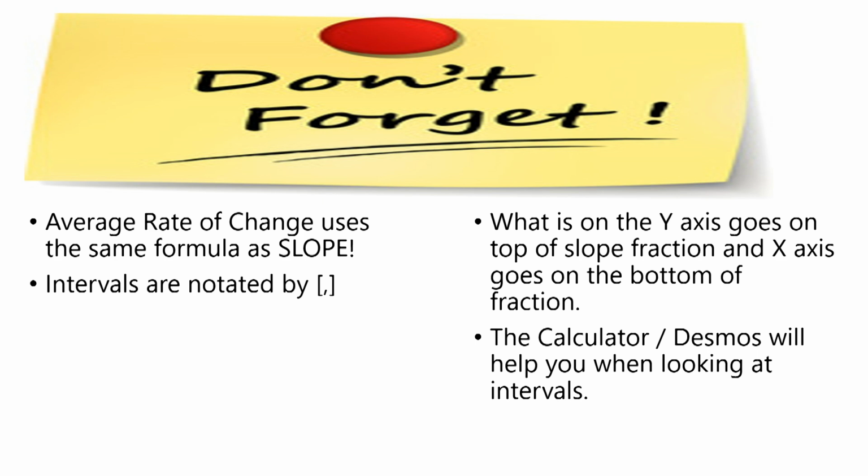Let's not forget, average rate of change uses the same formula as slope. Intervals are notated by our brackets. We need to know that going further. What is on the y-axis goes on top of my slope fraction, and my x-axis goes on the bottom of my fraction. The calculator, Desmos, will help you with these intervals. That is the best tool that we have in our toolbox for answering these questions.